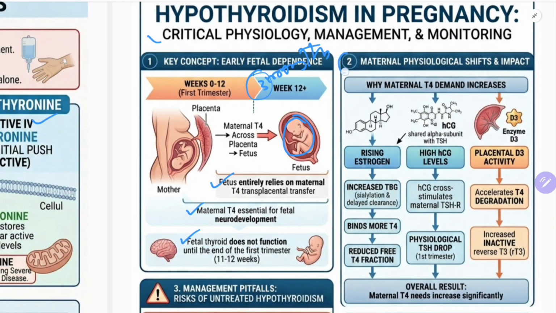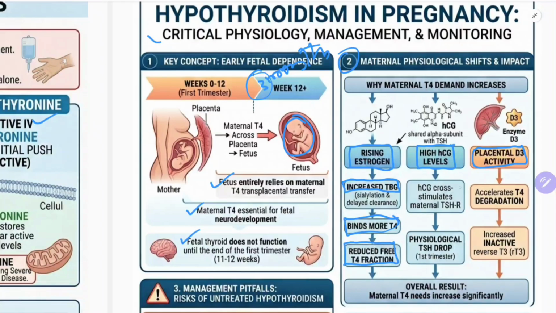Second thing, maternal physiological shifts and impact. What happens in pregnancy is rising estrogen levels, high HCG levels, and high D3 placental activity. Rising estrogen will increase the thyroid binding globulin, which binds more T4, and that's how it reduces the free T4 fraction.